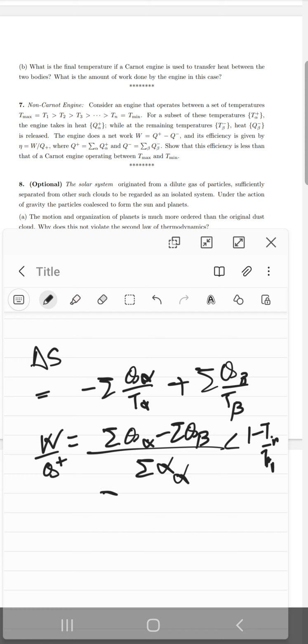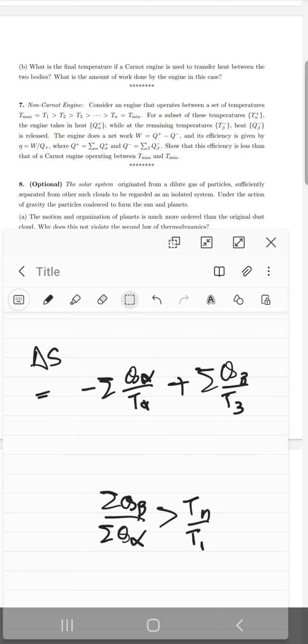Which is to say that we just have to show that the summation of q beta, this should be q, sorry, upon the summation of q alpha, is bigger than Tn upon T1. Yeah, that's what we want to show. And how does this happen? Well, we show that delta S obviously has to be bigger than 0, and that implies that the summation of q beta upon t beta is bigger than the summation of q alpha upon t alpha.